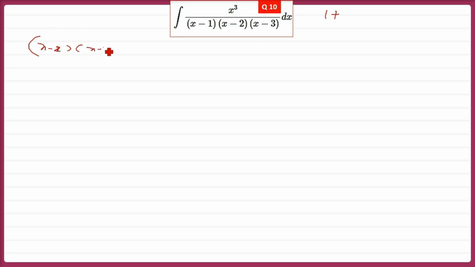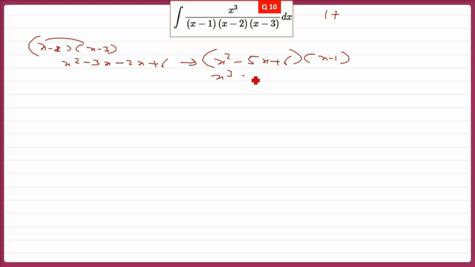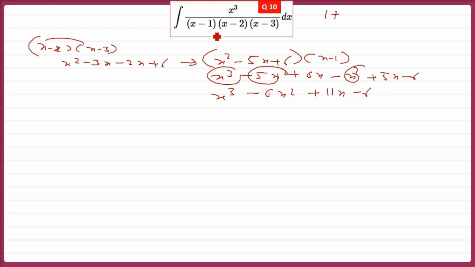Let's multiply x minus 2 and x minus 3 first. It will be x square minus 3x minus 2x plus 6. X square minus 5x plus 6. Now multiply it with x minus 1. So x cube minus 5x square plus 6x, then minus x square plus 5x minus 6. Once I multiplied with x, once I multiplied it with negative 1. So x cube, then negative 6x square, 6x and 5x will give you 11x, and minus 6. So this is your denominator.